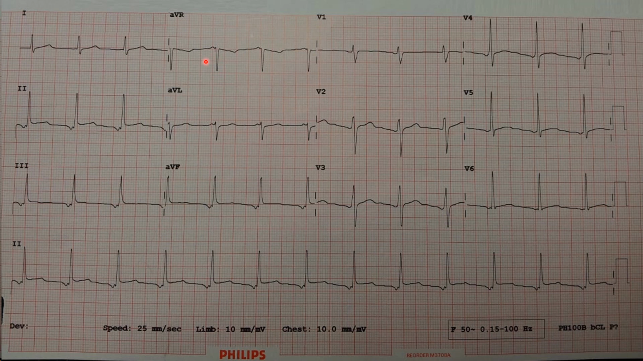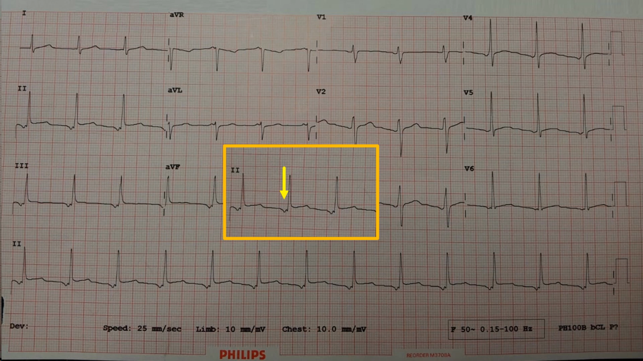Now whenever we see such a pattern, this suggests that something is happening to the sinus P waves. The sinus node is not firing, and there has to be some other source that is firing. Along with that, we can see that these P waves are being conducted into the QRS. So every P wave is followed by a QRS.